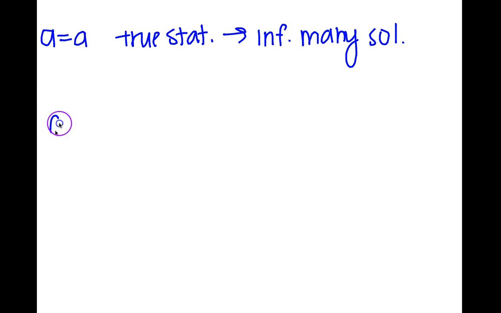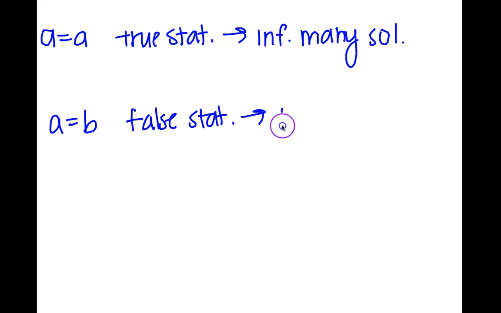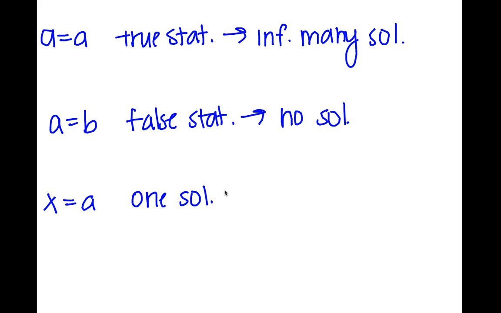If you end up with A equals B, which is a false statement, then that would mean there are no solutions, which means there's absolutely no value for your variable that would make a true statement. Nothing. And last but not least, if you get x equals a number, meaning you get the variable to equal a number, then you're going to end up with one solution. This is the one that we've been working on for a long time now. We've always worked with one solution. These are the new ones.